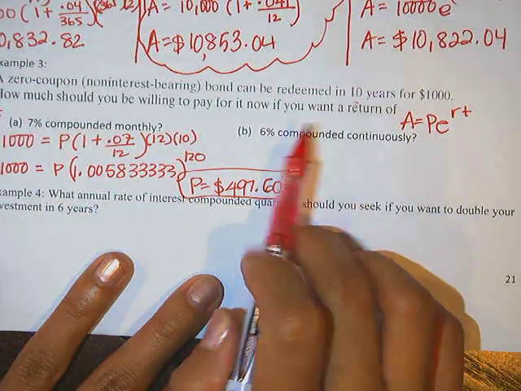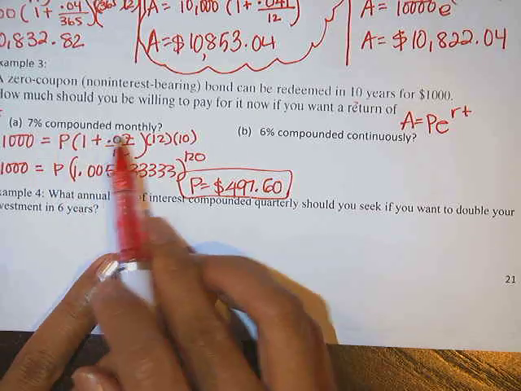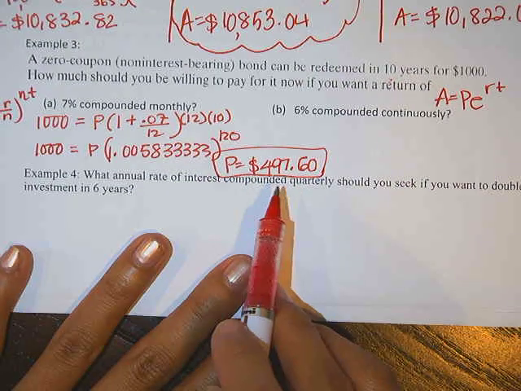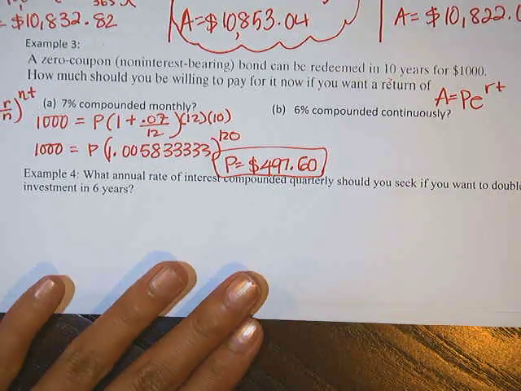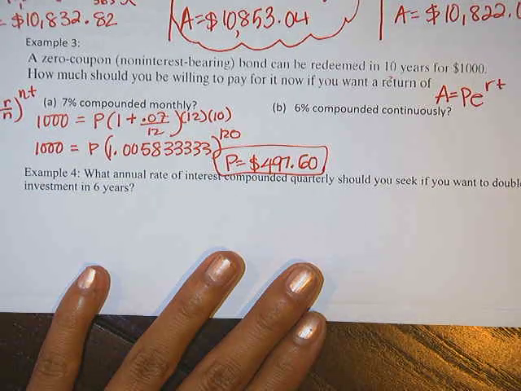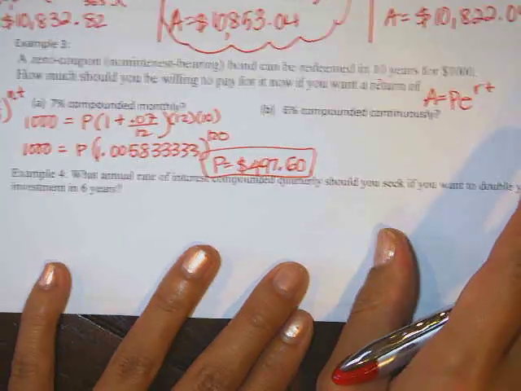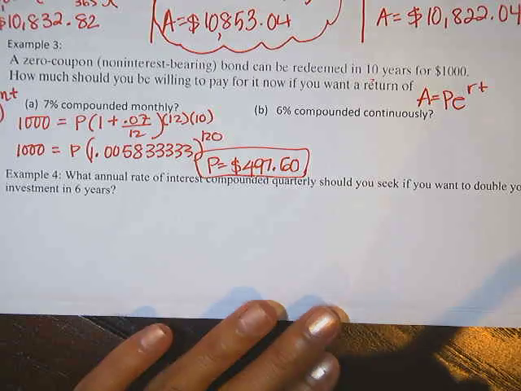So if I were to invest now for 10 years at 7% compounded monthly, I would have to put in about $500 to earn $1,000 in 10 years. All right, what if I do PERT? Do I put in more or less?